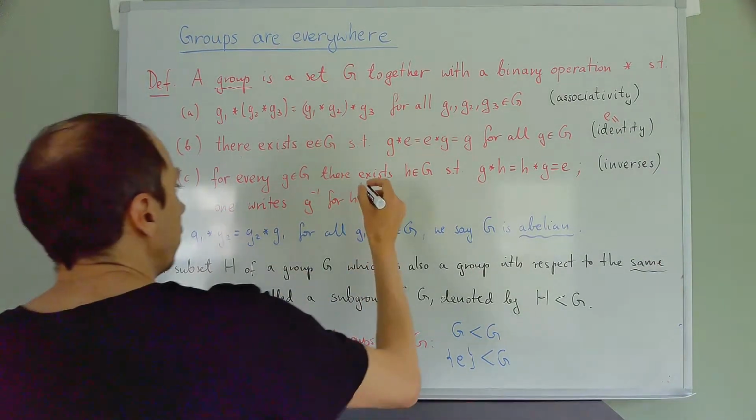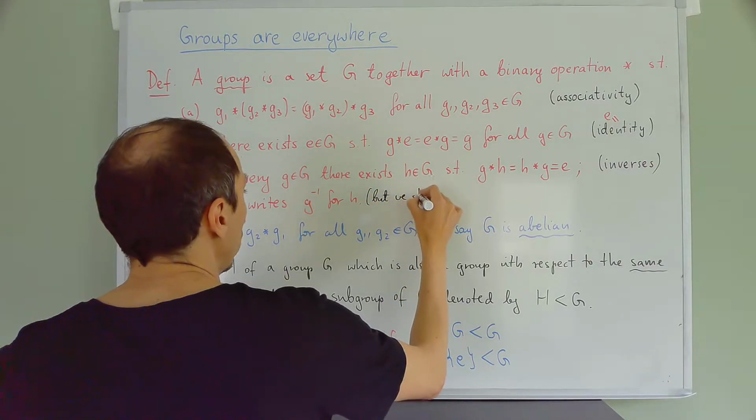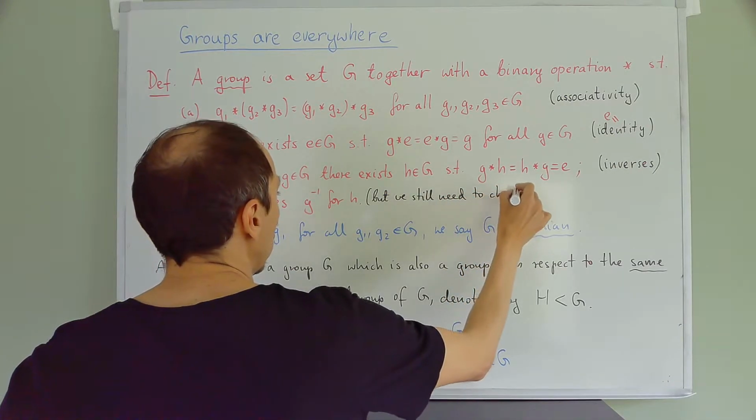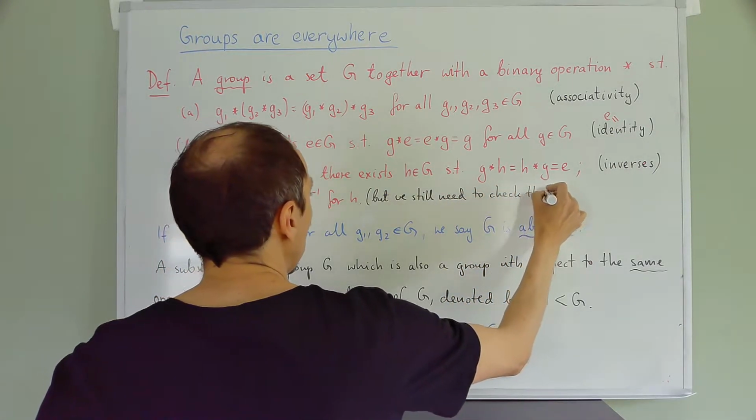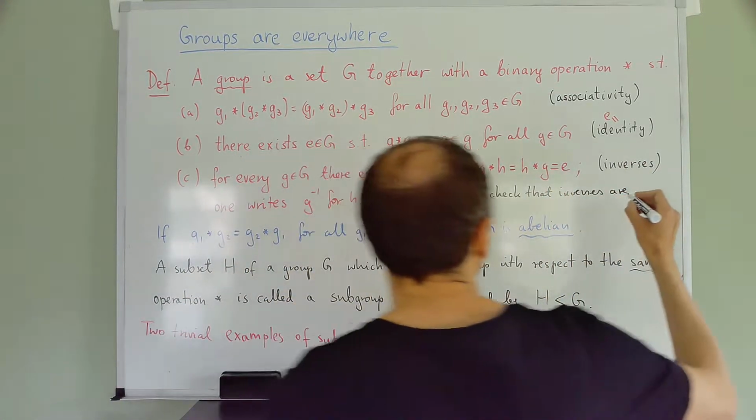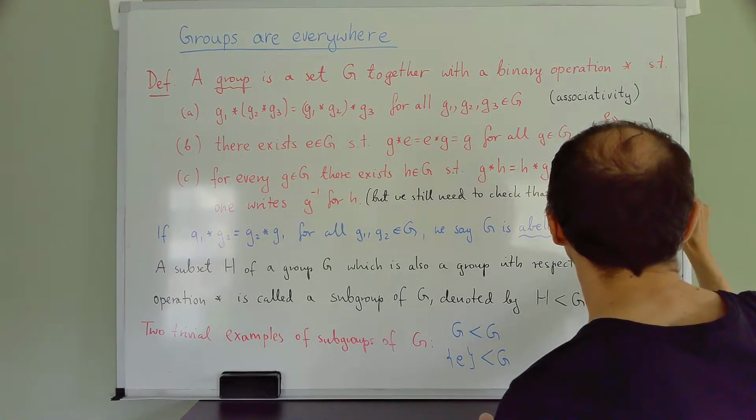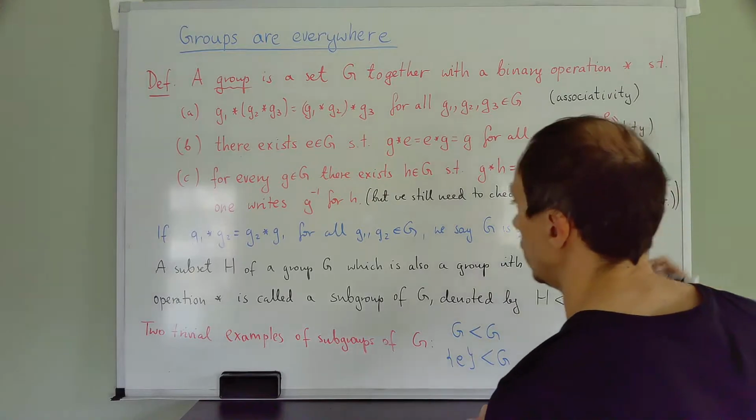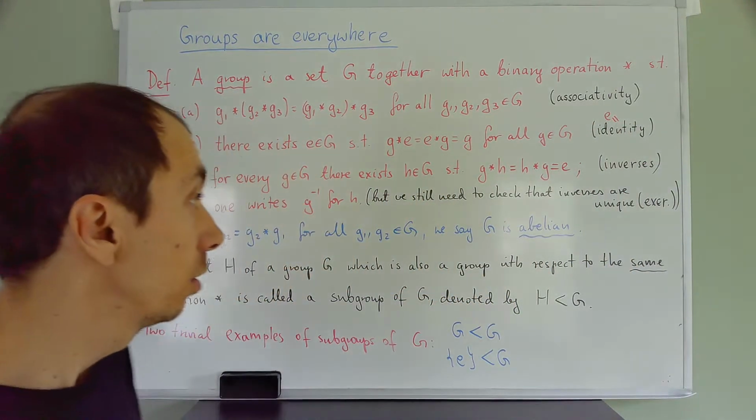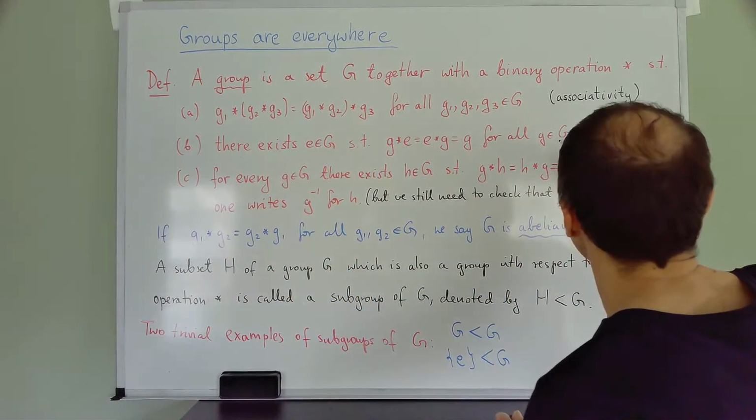But we still need to check that inverses are unique. And I'll leave this as an exercise. How do you show that inverse is unique? Well, first of all, you'd like to actually show that identities are unique, so they're also unique.